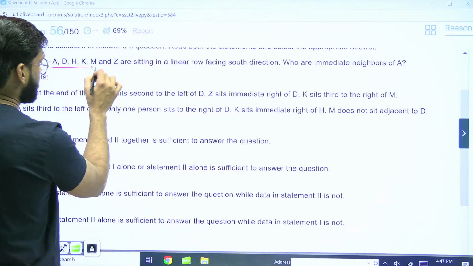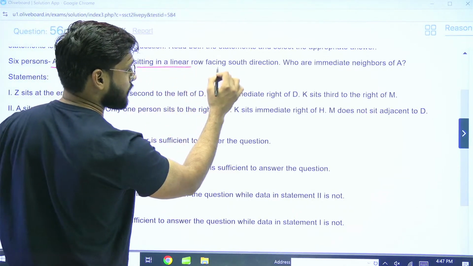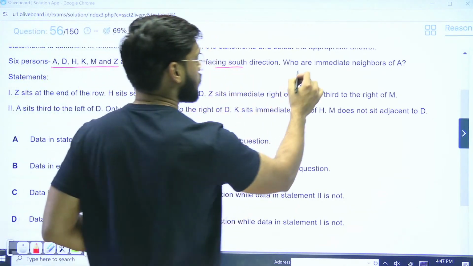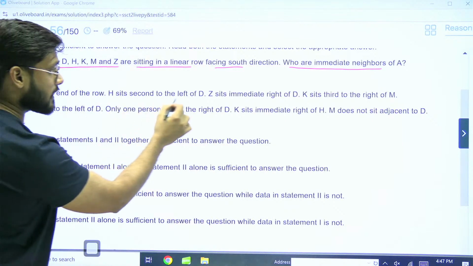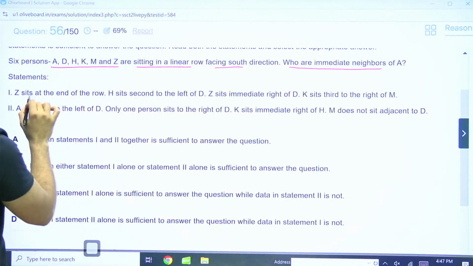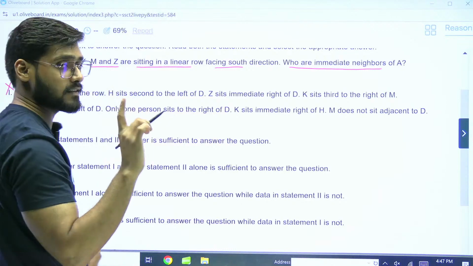Six persons A, D, H, K, M, Z are sitting in a linear row facing south. Who are the immediate neighbors of A? Do we have A in the first statement? We are not having A in the first statement, so the first statement alone is not necessary.